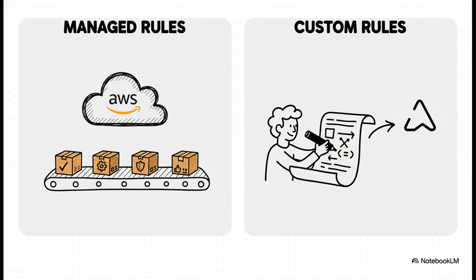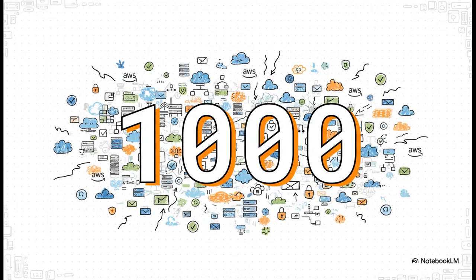And you've got 2 main ways to do this. You've got managed rules. Think of these as the prepackaged best practice rules straight from AWS. They're great for common stuff. But then, for your own unique company policies, you have custom rules. This is where you get to be the chef, using AWS Lambda to write your own logic. It gives you total flexibility. And we're not just talking about a handful of rules here. You can have up to 1,000 of these rules running in each region of your account. I mean, think about that. That's an incredible amount of fine-grained control over your entire environment.